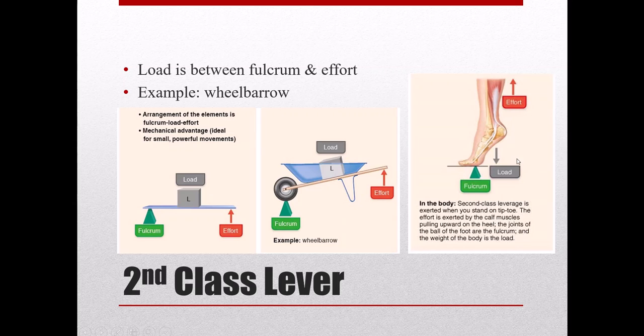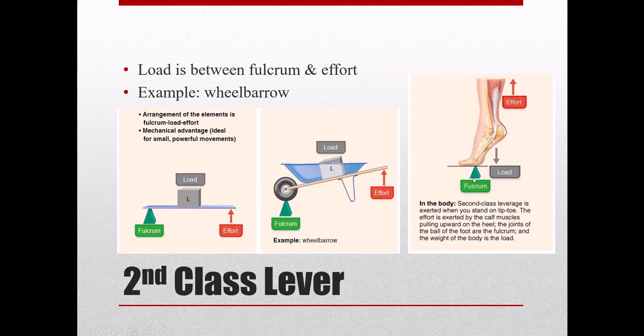In the body, a really good example is what we do when we plantar flex and stand up on our tippy toes. So here in this instance, the fulcrum is the joints in the ball of the foot. The weight of the body is all of the load, and then the effort is here supplied by some of our calf muscles here in the back. That allows us to lift the load that's between our effort and the fulcrum. So that's a second-class lever.